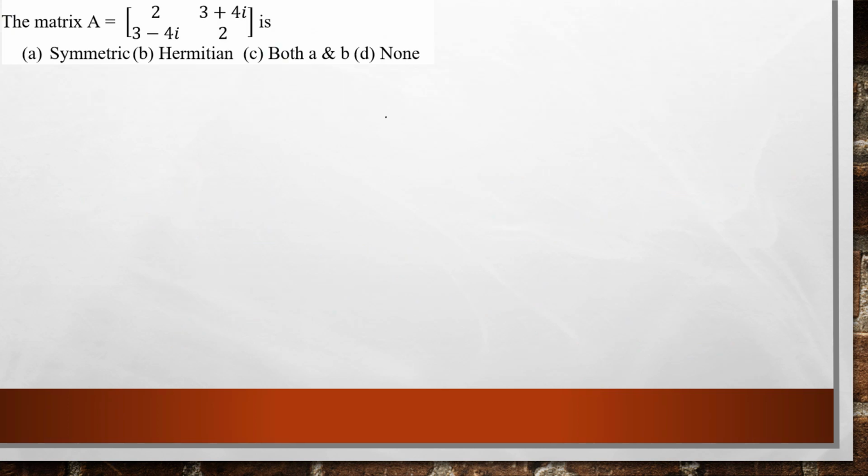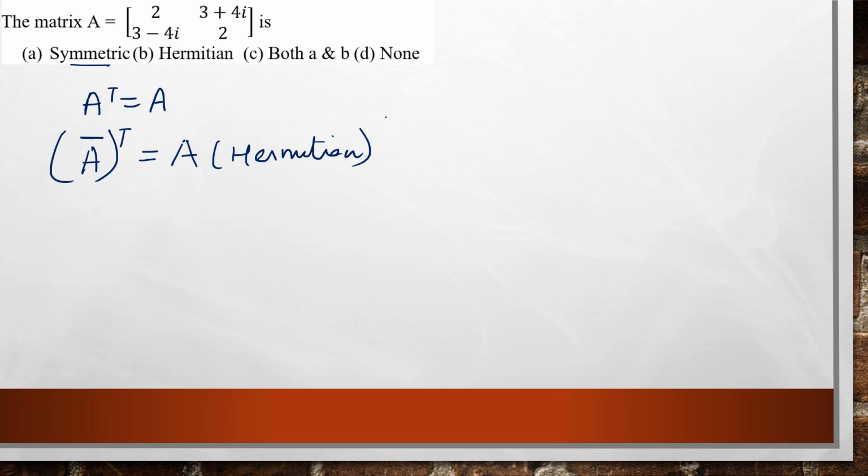Now next question is related with the matrix type. So they are asking you what type of matrix is this. Okay, so see, symmetric you already know. If A transpose is equal to A, then it is symmetric. Hermitian means if you take the conjugate and then you take the transpose, and your matrix comes out as the same matrix, then this is called Hermitian matrix. And if it comes out as minus of A, then it is called skew Hermitian.